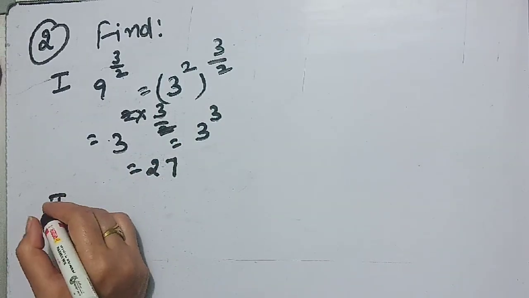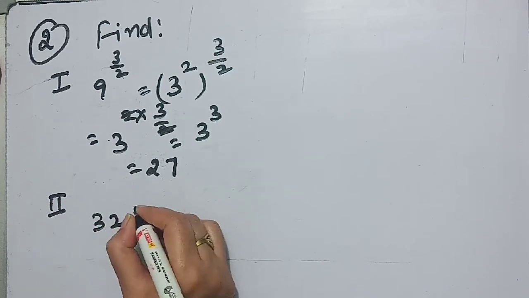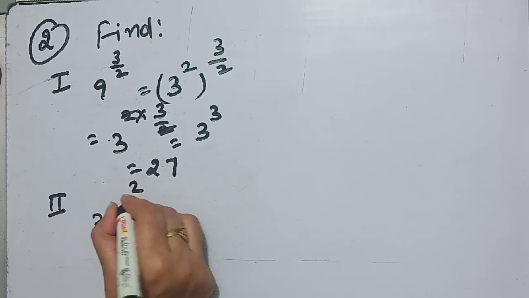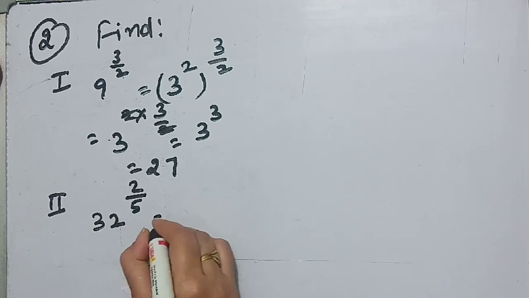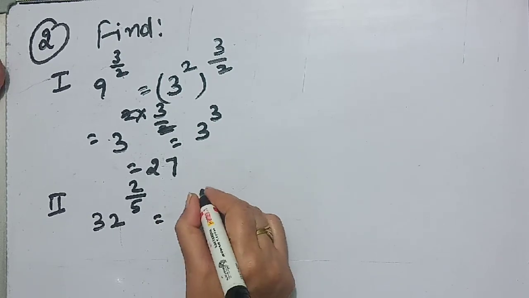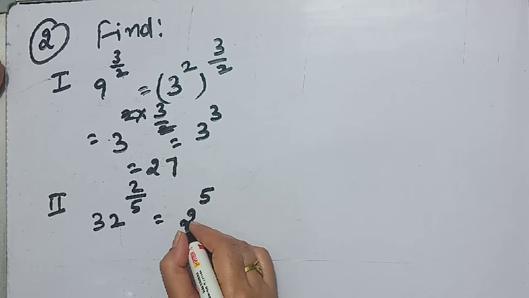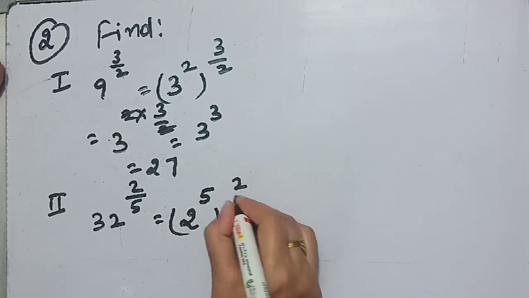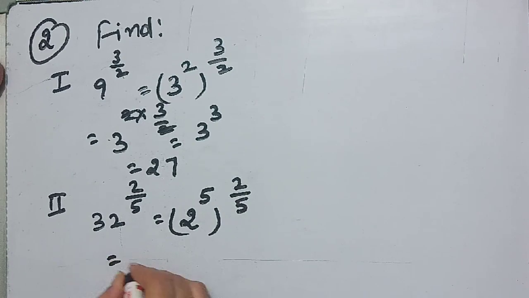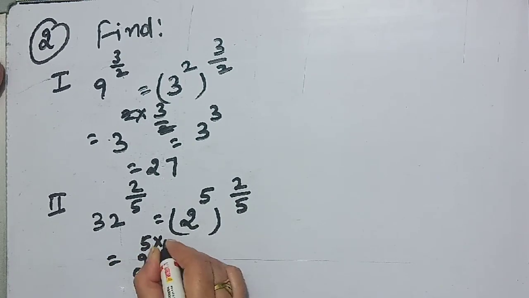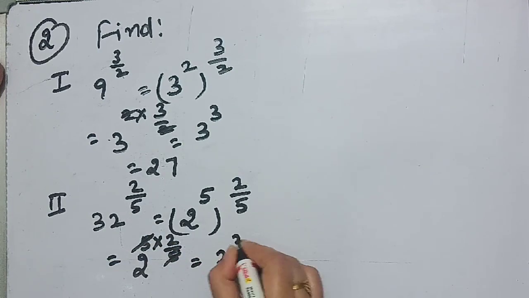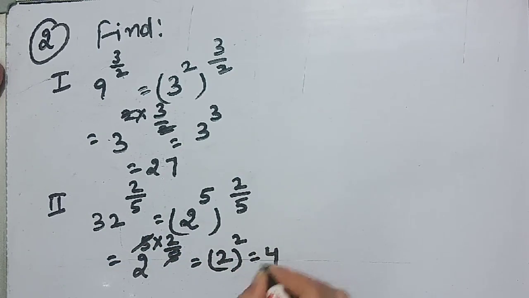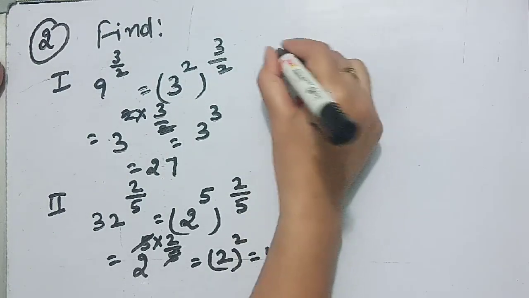Second part is 32 power 2 by 5. Now when you make the factors of 32, the prime number will be 2. You will get five 2s, that can be written as 2 power 5 raising to power 2 by 5. Again these both powers will be multiplied. 5 and 5 are cancelled, so it is 2 square. 2 square means 4.